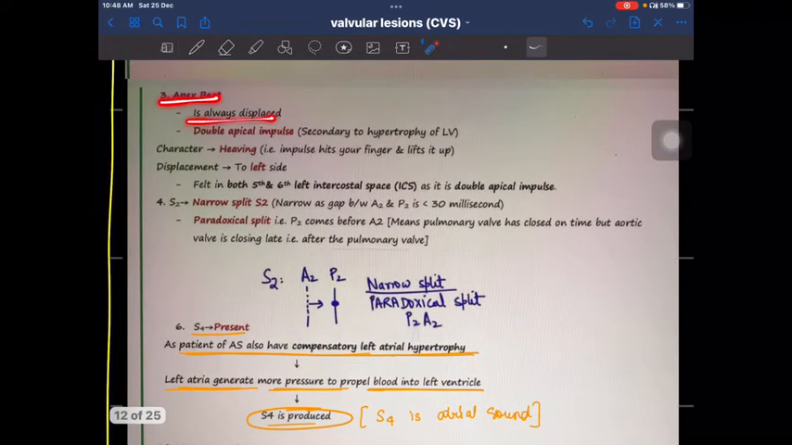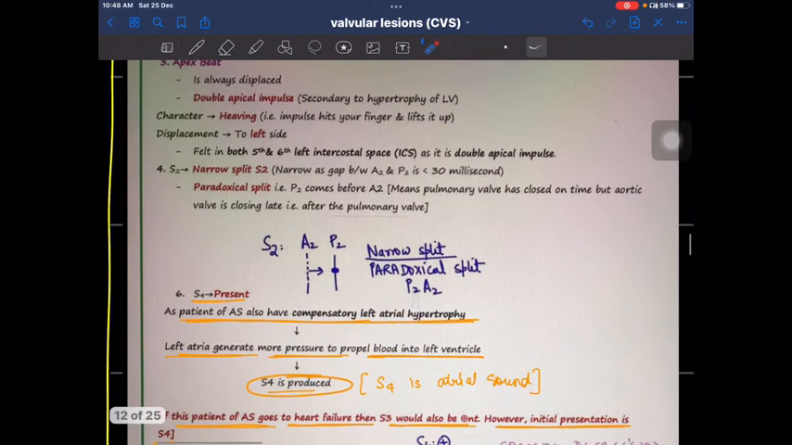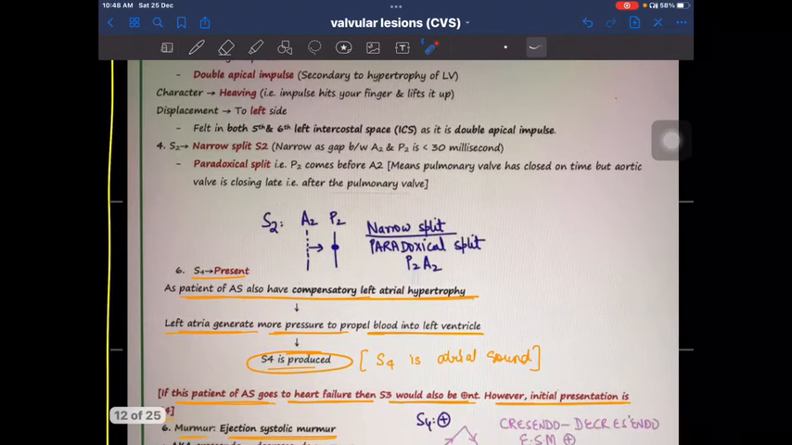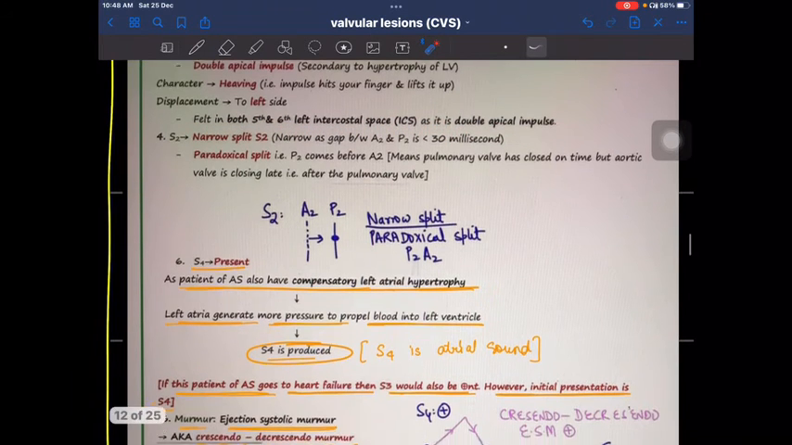The apex beat will always be displaced because of increased size of left ventricle. All right. So it will cause a double apical impulse. Okay. Secondary to the hypertrophy of left ventricle. The character of this beat is called heaving. Okay. The impulse hits your finger and lifts it up. This is called heaving. This displacement is to the left side, of course, and felt in fifth and sixth intercostal space as it is a double apical impulse. All right. This is very important.